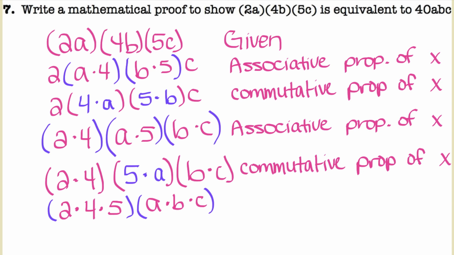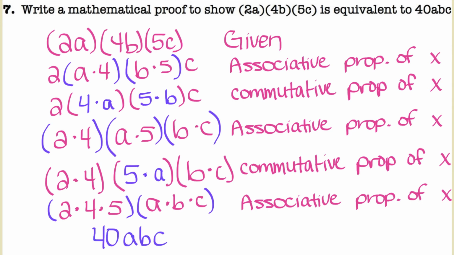And now I can change the grouping and put all the numbers together and all the variables together. So I have 2 times 4 times 5, and then a times b times c. Because I changed the grouping symbols, that's the associative property. The order of the numbers 2, 4, 5, a, b, c didn't change, just the parentheses. And then I can simplify. So 2 times 4 times 5 is 40, a times b times c is abc, and that would just be by simplification. And now I've proved it.